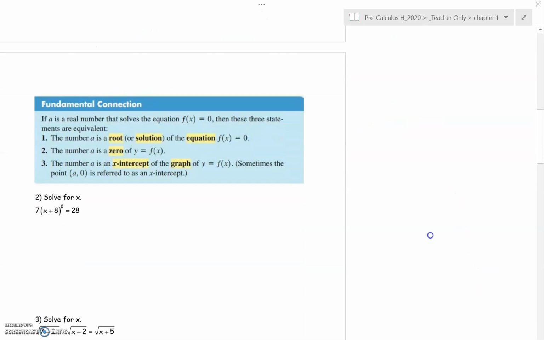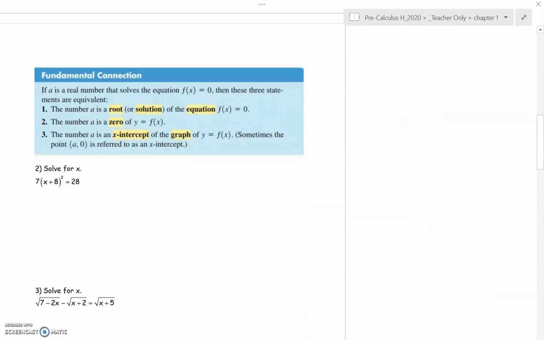Okay, so we're going to go ahead and do another problem now. Go ahead and go to number 2. But before we do that, let's talk about this fundamental connection. So go ahead and read it. Pause the video if you must. Go ahead and read it to yourself and see if you can tell the difference between the root, the solution, the 0, the x-intercept, etc. Okay, so I think we might want to start here, where if I say a 0 or an x-intercept of the graph, I'm saying the same thing.